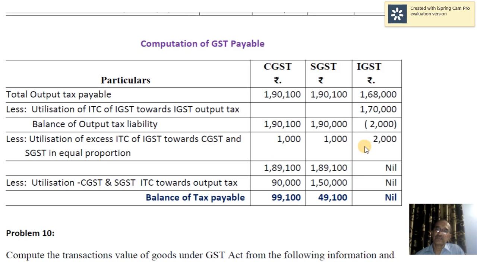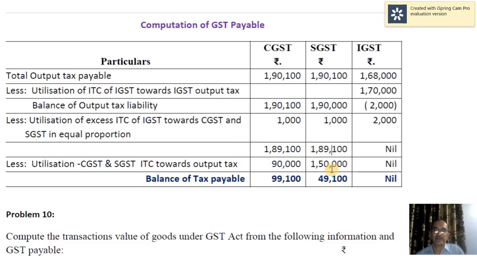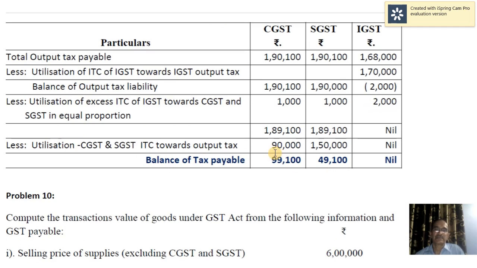So after using these 2,000 towards CGST and SGST in the ratio of 1:1, the balance of output tax liability of CGST and SGST are 1,89,100 and 1,89,100. So utilize the input tax credit of CGST, that is 90,000, and SGST 1,50,000. As a result, the remaining value, that is the tax payable.